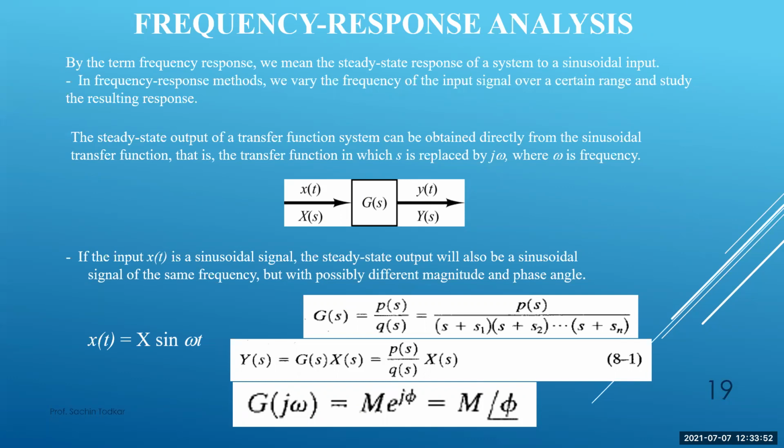So in this case, we are going to change from the time domain to the frequency domain. If the input x(t) is a sinusoidal signal, the steady state output will also be a sinusoidal signal of the same frequency, but with possibly different magnitude and phase angle. So these are some formulas for defining frequency response analysis. In the next lecture, we'll see some detailed numericals based on frequency response and time response analysis.